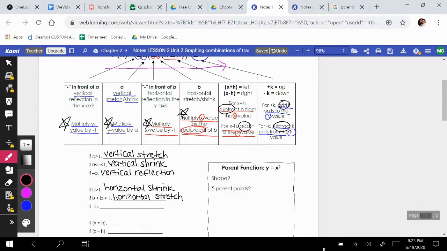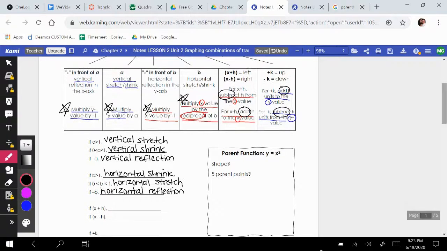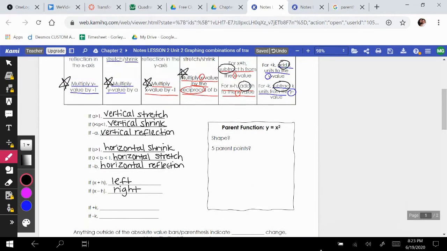If you see a negative in front of B, that's going to be a horizontal reflection, which is also known as a reflection in the y-axis. Okay. X plus h and x minus h, again, it's horizontal movement, so it's weird. X plus h is going to be a translation left h units, and x minus h is going to be a translation right h units. Plus k and minus k, that's your up-down vertical translation. Plus k would be up, minus k would be down.